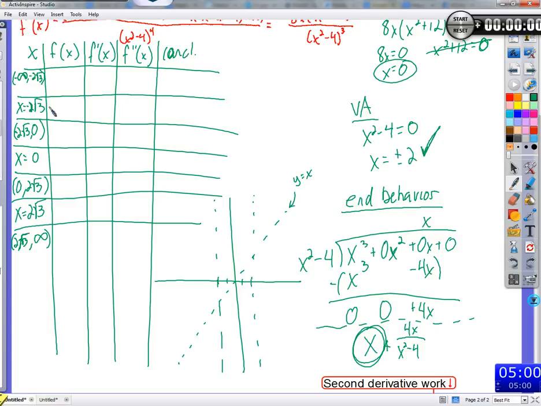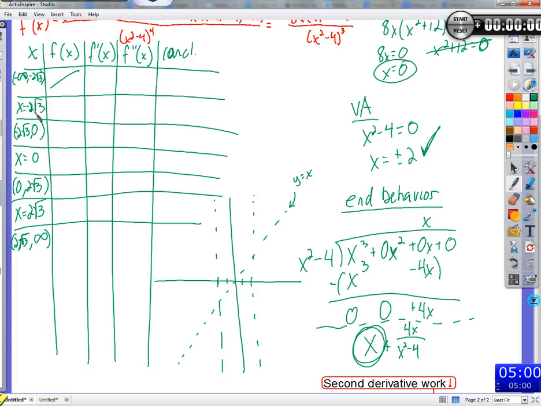Let's see. What could we say is happening on this interval? Well, we're not going to have a single value for f of x. But we could look at the values of f prime and f double prime. This will tell us if it's increasing or decreasing. This will tell us if it's concave up, concave down. We just want to know if we have extreme or if we have points of inflection.